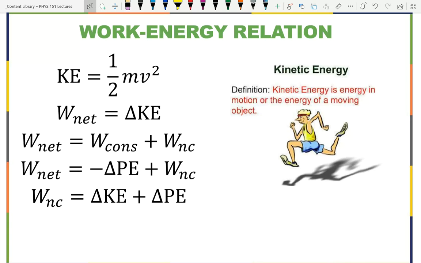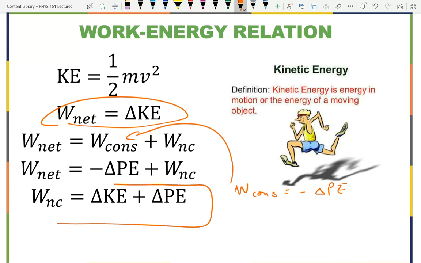Using the definition that the work conservative is minus change in potential energy, then you just substitute that in here, and the net work is minus change in potential energy plus work non-conservative. Solve that for work non-conservative and use net work as change in kinetic energy. And you have the non-conservative work is change in kinetic energy plus change in potential. And next class period, we'll be doing problems with this.